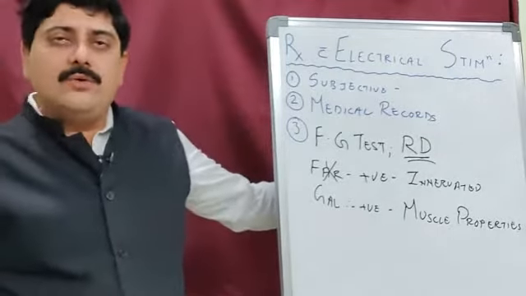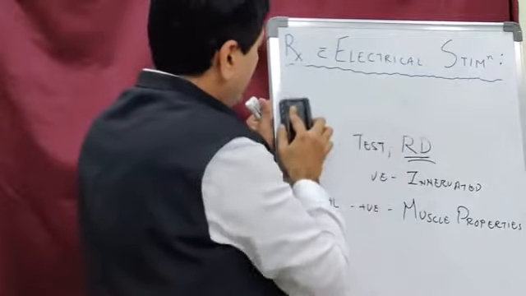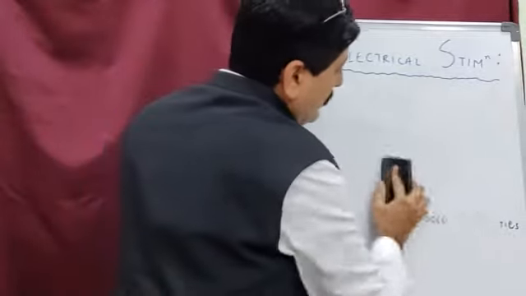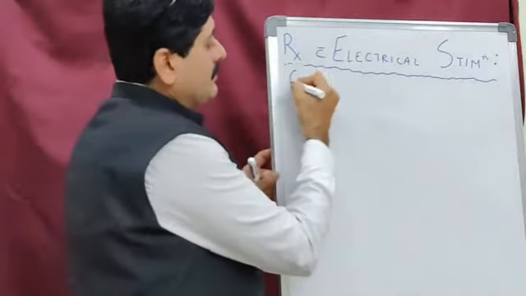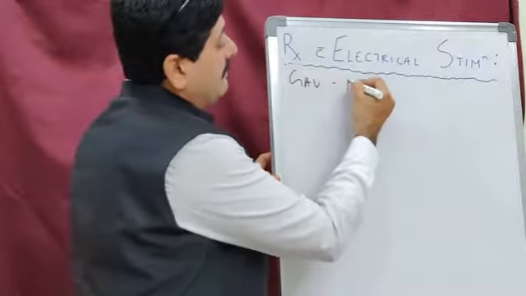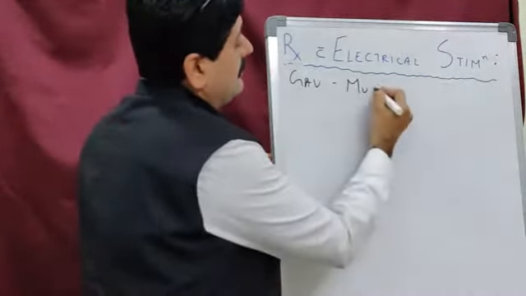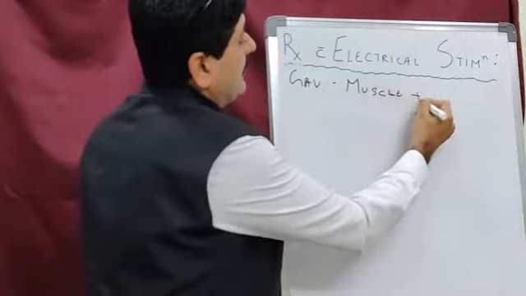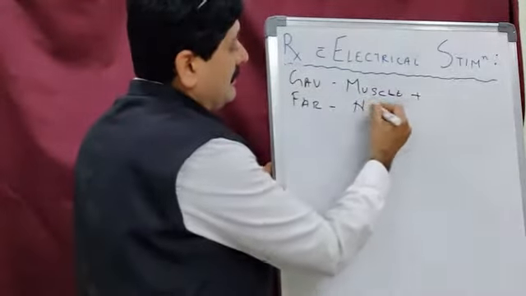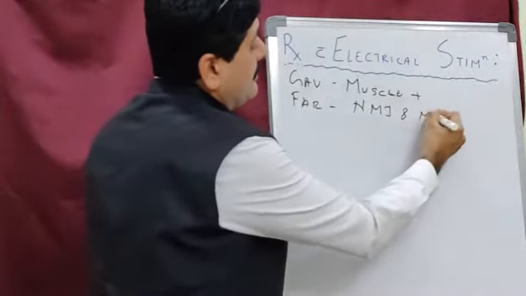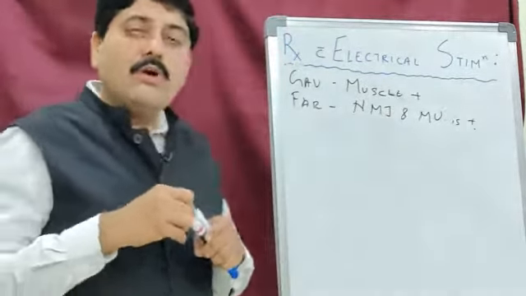Once you get to know whether the patient is responding to Faradic current or galvanic current, right? If the patient is responding to galvanic, that means the muscle is intact, and if it is responding to Faradic, that means the NMJ and motor unit are intact. Fine. So now what next?